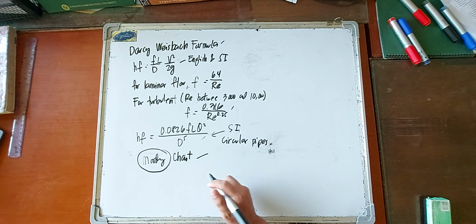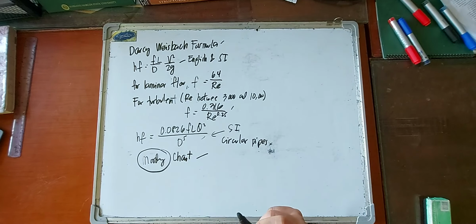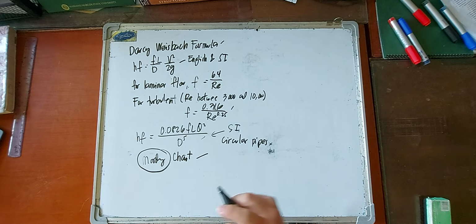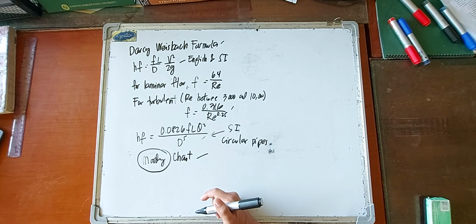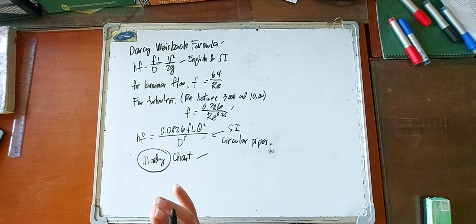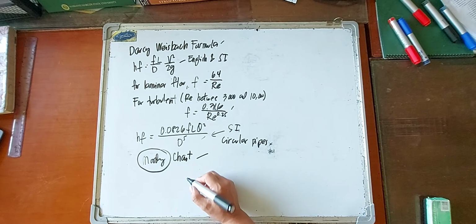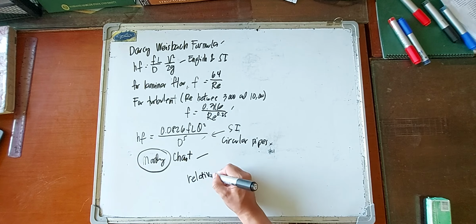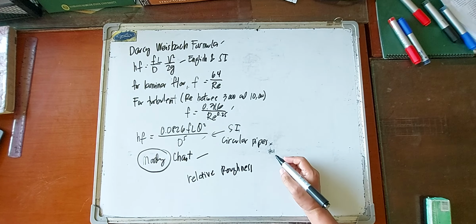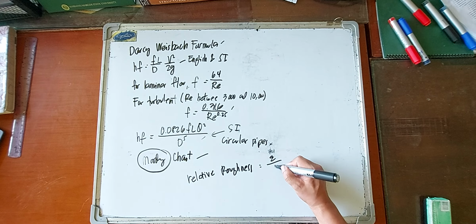The Moody chart, or the Moody diagram, is in your modules. I think that is on page 8 in your modules, the Moody chart. So we can solve for the friction factor by knowing the relative roughness. What is this relative roughness? Relative roughness is equivalent to epsilon all over D.